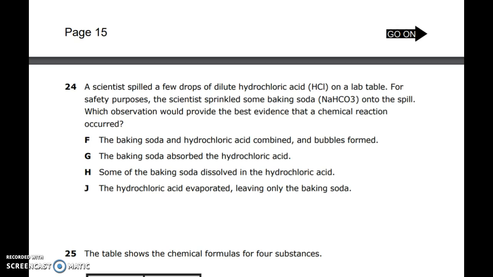24. A scientist spilled a few drops of dilute hydrochloric acid on a lab table. For safety purposes, the scientist sprinkled some baking soda onto the spill. Which observation would provide the best evidence that a chemical reaction occurred?